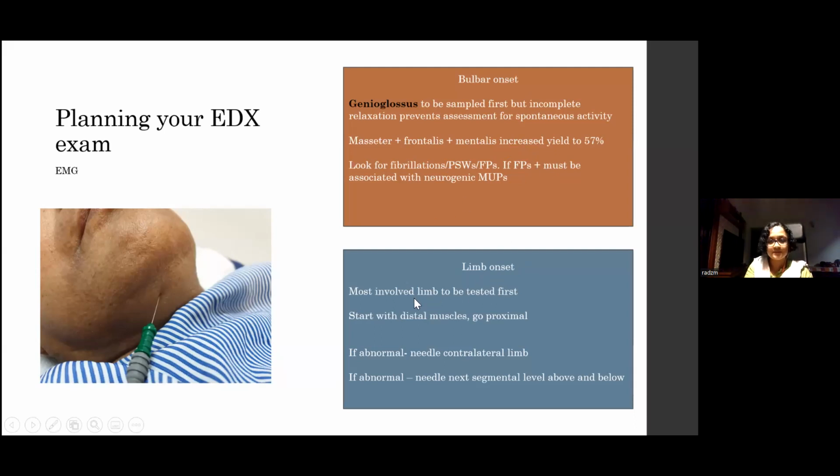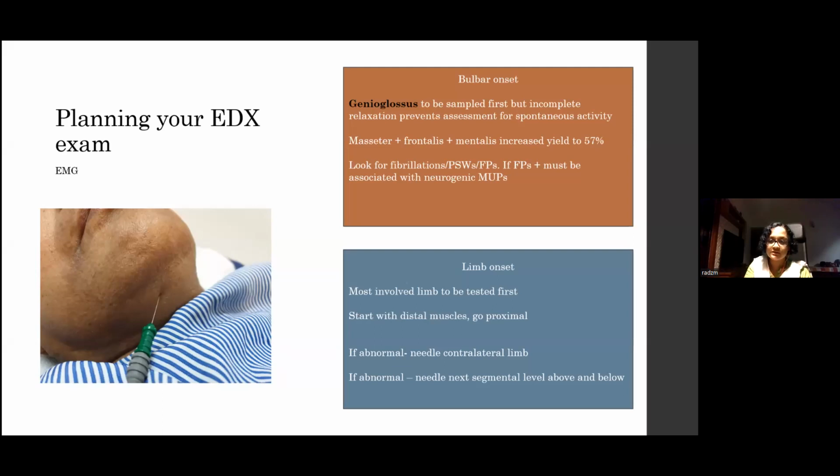So limb onset, the most involved limb is to be tested, but first, obviously, start with the distal muscles and then go proximal. If that particular involved limb is abnormal, go to the opposite so-called normal limb. And if you can find denervation in the normal limb, meaning the subclinical limb, then you're probably looking at motor neuron disease, and you will need to assess further at different segmental levels.